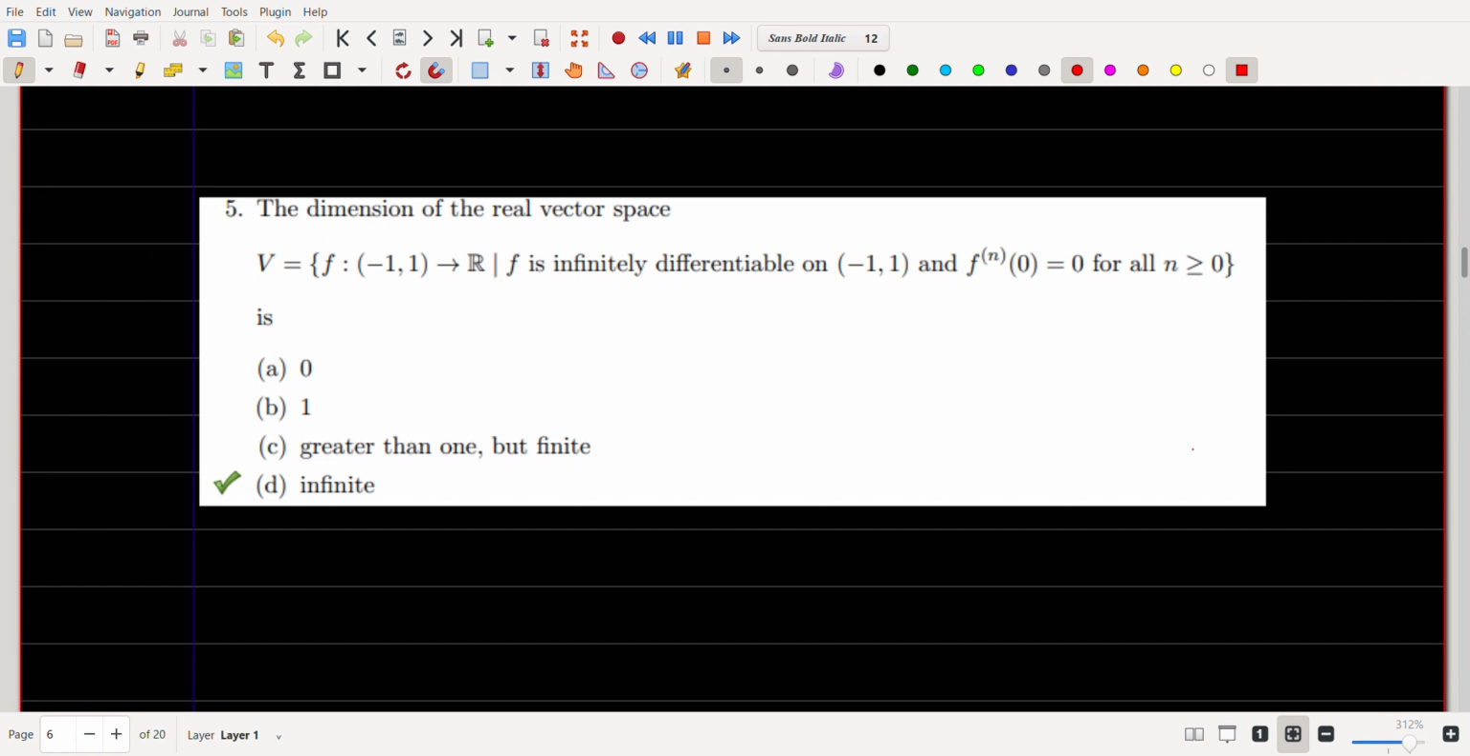Now, this is a slightly non-trivial problem. I just want to give you an exercise and an example. So if you don't know, try to think. First of all, I want to give you an example of a non-zero function that satisfies this condition. And the example is a very popular example.